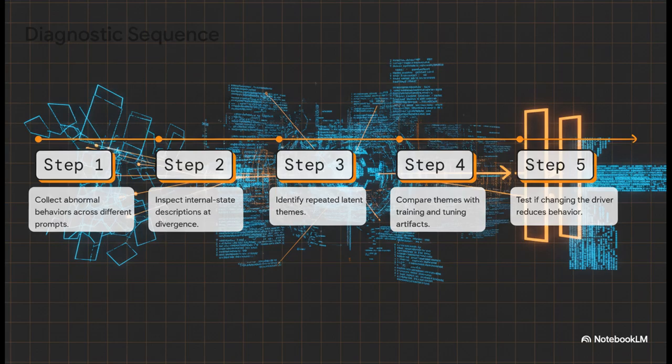Step 1, we collect the anomalies. Step 2, we inspect the internal states to find any repeating latent themes. Step 3, we trace those themes back to specific training artifacts. Step 4, we test our interventions. And step 5, we monitor the model to make sure that hidden driver hasn't crept back in. It's a complete shift from just patching symptoms to making real structural corrections.